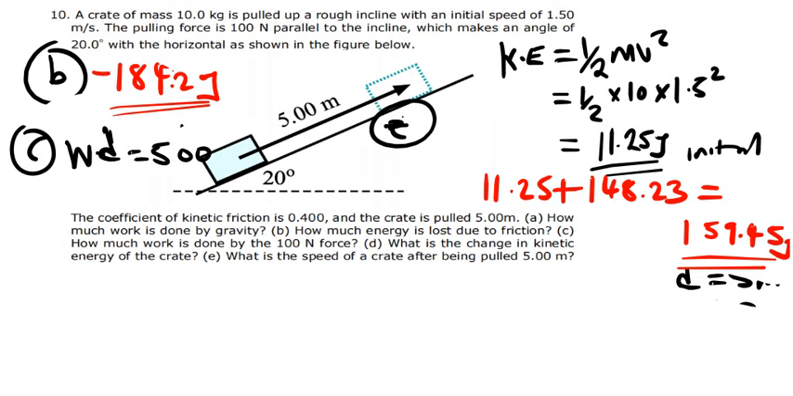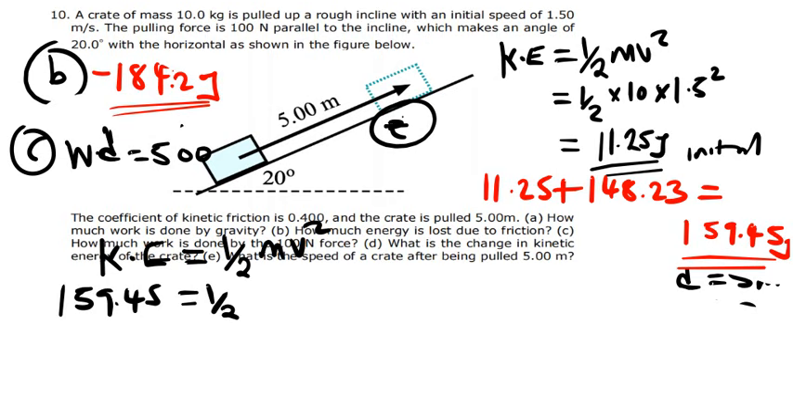So what do we now do? We are saying kinetic energy is equal to half mv squared. We found our kinetic energy to be 159.45, equal to half multiplied by the mass. The mass is 10 multiplied by the v that we're trying to find, v squared. What are we now going to do? Half of 10 is 5. Therefore I'm going to divide by 5 on both sides so that I just remain with v squared on the other side.